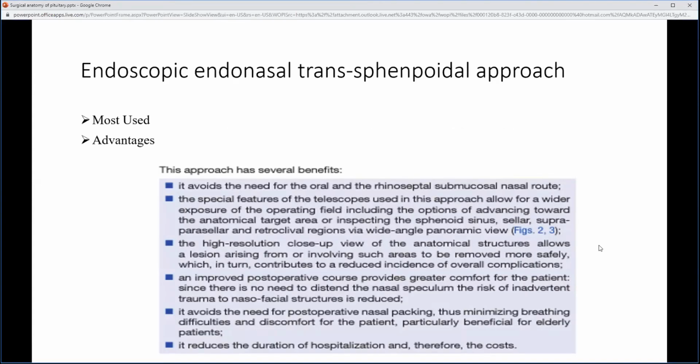So this approach has many advantages. It avoids the need for the oral and the rhinoseptal submucosal nasal route, as those were some other routes used in order to access the sphenoidal region. The spatial features of the telescope used during this approach permit better exposure of the operating field with the surrounding organs. As we know, many vital organs surround the pituitary, so it is very important to be able to visualize the structures, separate them clearly in order to access only the pituitary gland, avoiding injury to the carotid arteries, which can cause real stress during the surgical procedure or can even lead to the death of the patient. The high resolution and close-up view due to the endoscopic device gives an improved post-operative course, which increases the comfort of the patient. It avoids the need for post-operative nasal packing, as was most often the case, and thus minimizes breathing difficulties and discomfort for the patient. Next slide, John.